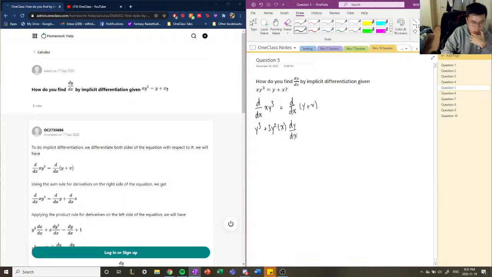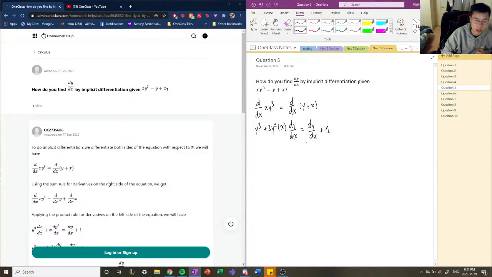For the first one, we differentiated x, which is 1, and we left the other function alone, which is y cubed. Then we differentiated y cubed, which is also a chain rule, so we moved the 3 down, minus 1 on the exponent. Then we had to write dy/dx because we don't really know what y is equal to. For the other side, it's just dy/dx plus 1: the derivative of y is dy/dx, and the derivative of x is 1.